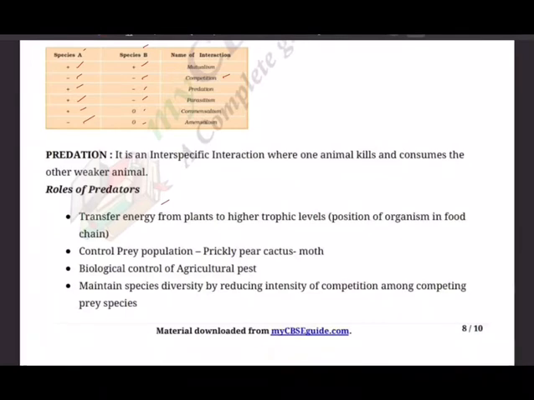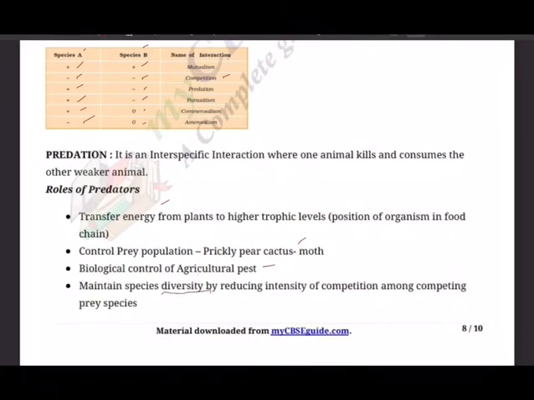Control prey population: prickly pear, cactus and moth. So it is one of the ways to control a prey population. If the number of prey is becoming more in an ecosystem, then predation will control that number of prey which are uncontrollable. So as we said, the cactus and moth relationship is a biological control of agricultural pests. Thanks to the predators, in one way, pest control will be there through biological means.